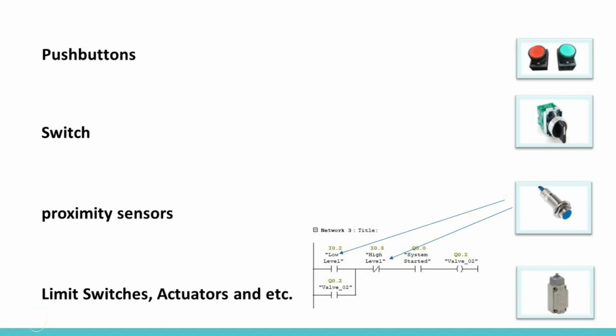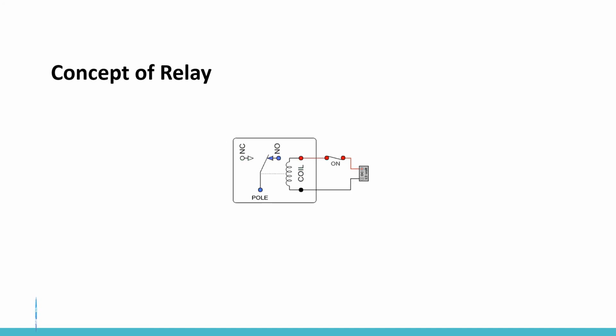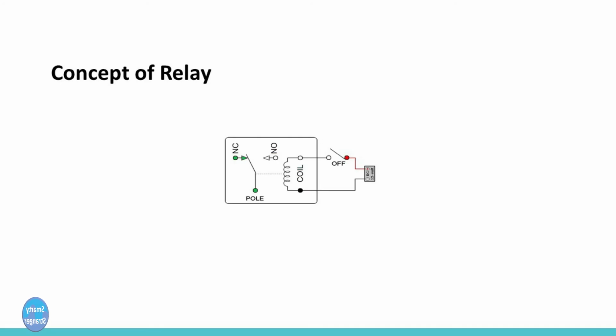Guys, when you use inputs from any source, meaning push button, limit switch, proximity, etc., it depends upon you how you use them. When you use a normally close contact, remember the concept of relay. When we energize the relay, its normally close contact becomes open and normally open contact becomes close. Same behavior you will see when you use a normally close contact.